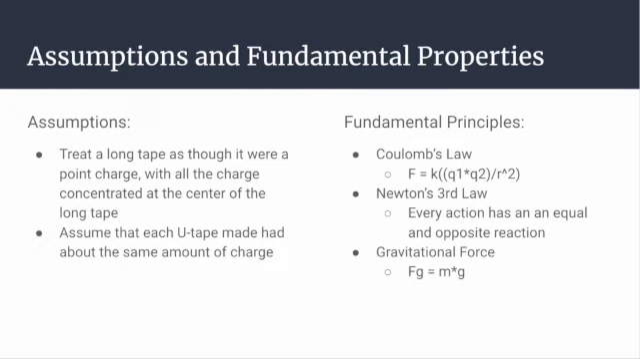Some assumptions for this lab were to treat a long piece of tape as though it were a single point charge with all the charge concentrated at the center of the long tape, and to also assume that each U-tape made had about the same amount of charge between the U-tapes in order to determine the exact force exerted on each other. And then some fundamental principles within this lab were Coulomb's law, Newton's third law, which is that every action has an equal and opposite reaction, and gravitational force, which is pretty much just understanding that the mass times the gravitational acceleration is the force of gravity on that object.